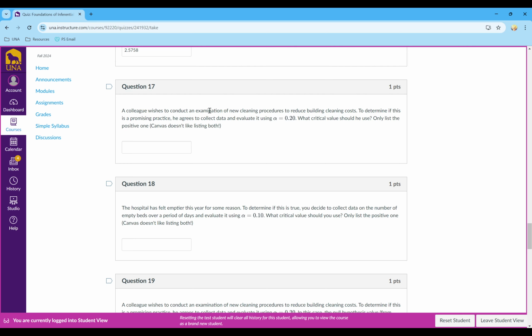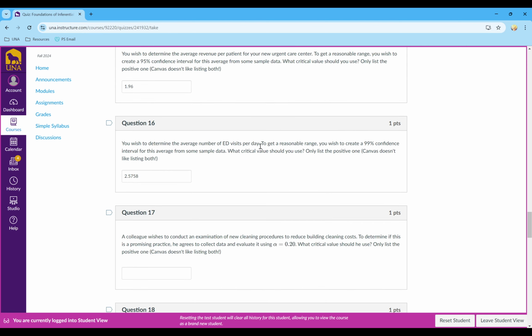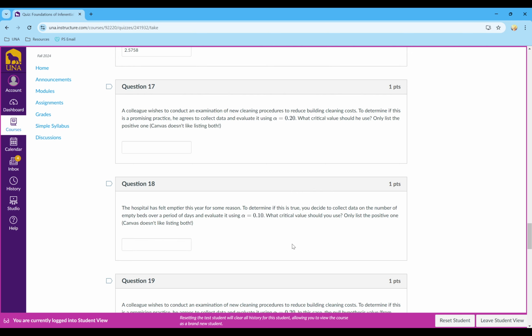All right, colleague wishes to conduct an examination to determine, agrees to collect this. Another critical value question. Great. Well, I didn't mean to put this many in there. I guess these were confidence intervals. These were hypothesis tests.